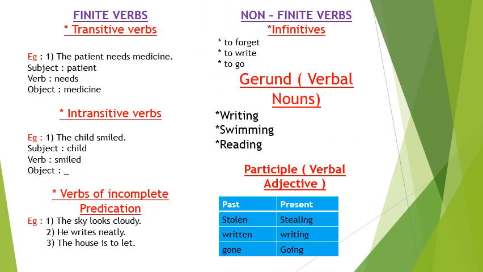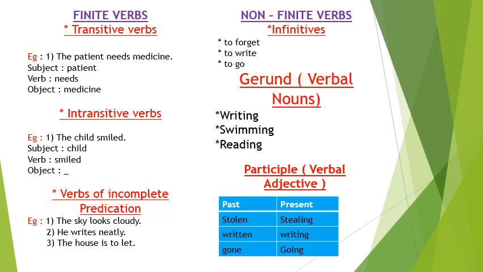Now we will have a detailed study about verbs. Verbs are basically categorized into two types, finite verbs and non-finite verbs. We'll try to understand both the types of verbs with the help of examples. Finite verbs. Under finite verbs, the first type we have is transitive verbs. In a transitive verb, a subject and an object are required to complete the action.